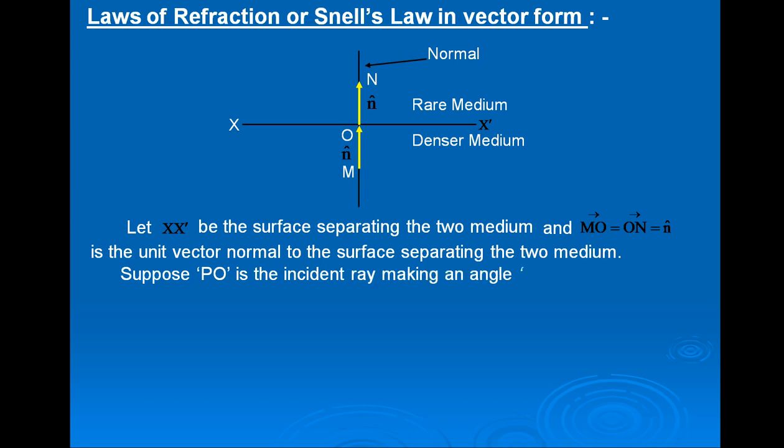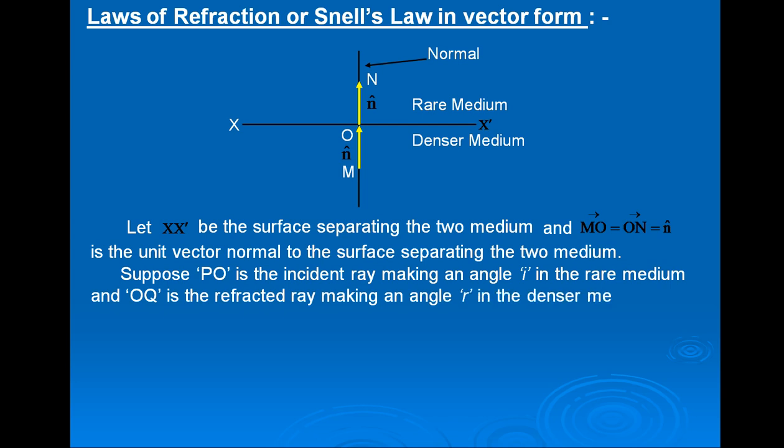Suppose PO is the incident ray of light in the rare medium. This is point P, and PO is the incident ray making an angle I with the normal, the angle of incidence, and OQ is the refracted ray of light making an angle R in the denser medium.